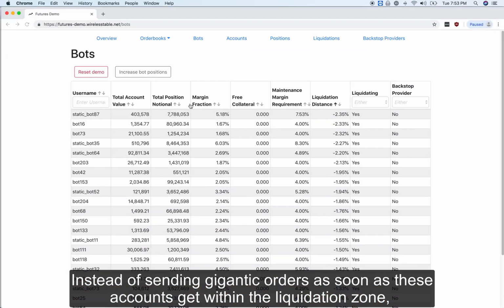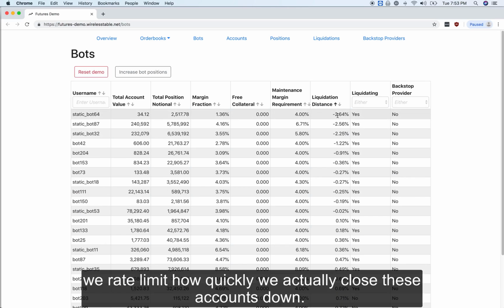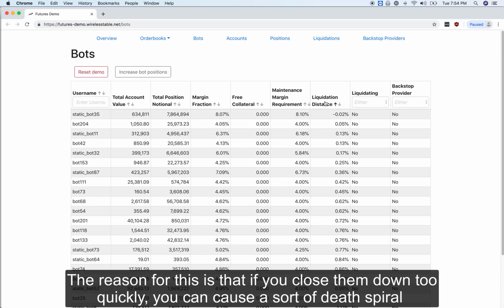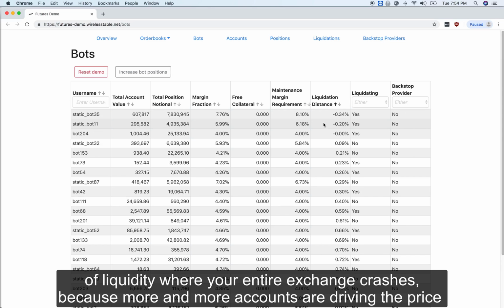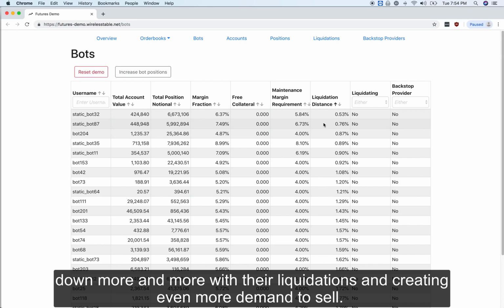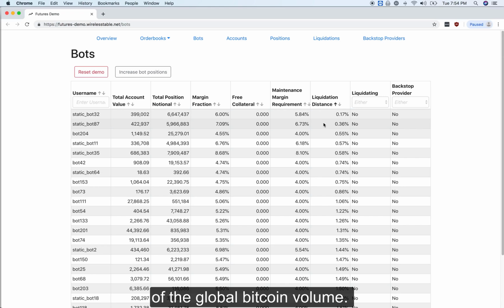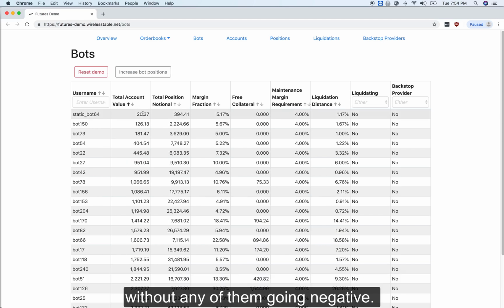Instead of sending gigantic orders as soon as these accounts get within the liquidation zone, we rate limit how quickly we actually close these accounts down. The reason for this is that if you close them down too quickly, you can cause a sort of death spiral of liquidity where your entire exchange crashes, because more and more accounts are dragging the price down more and more with their liquidations and creating even more demand to sell. So instead, we rate limit how quickly all of our accounts put together can sell at a reasonable fraction of the global Bitcoin volume. And you can see that through that liquidation event, we successfully liquidated all of these accounts without any of them going negative.